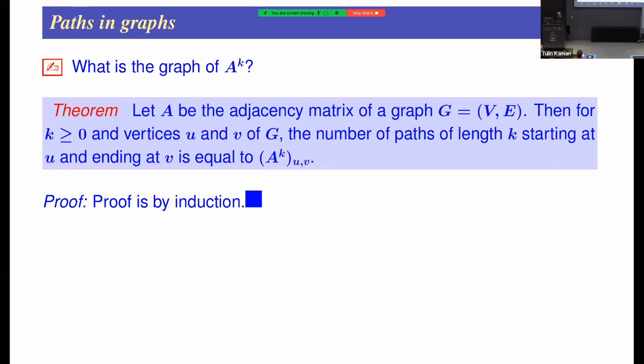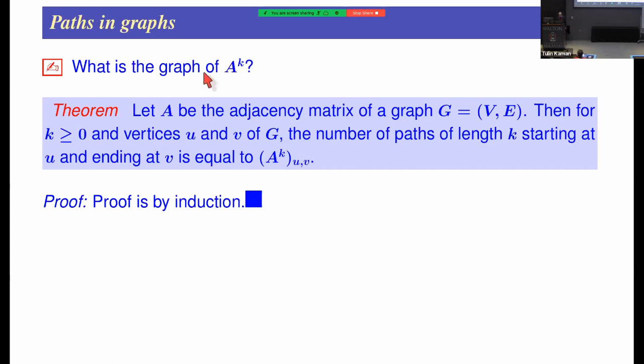So here it is actually. What is the graph of A to the power K? If I take the adjacency graph A, and I ask the question, what is the graph of A to the power K? Well, first of all, what does A to the power K represent?